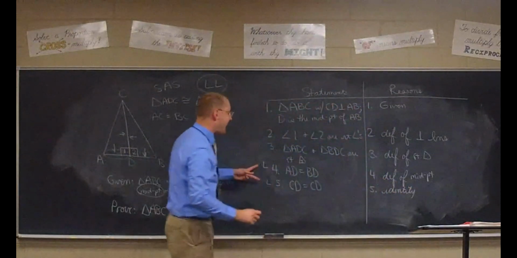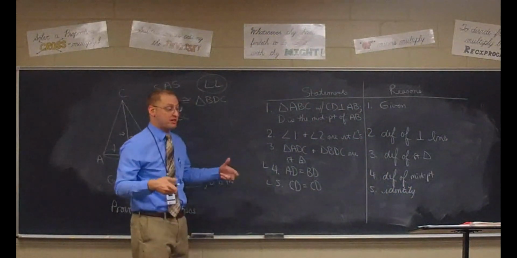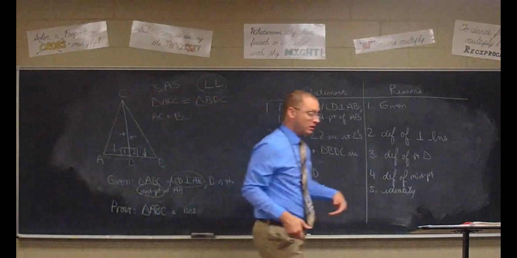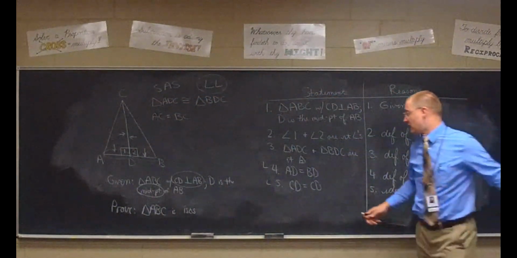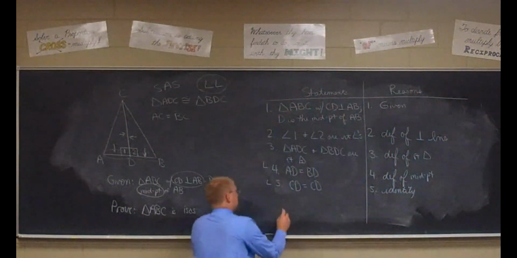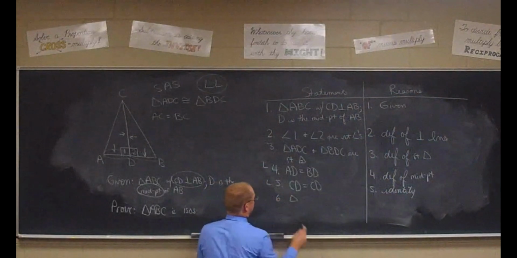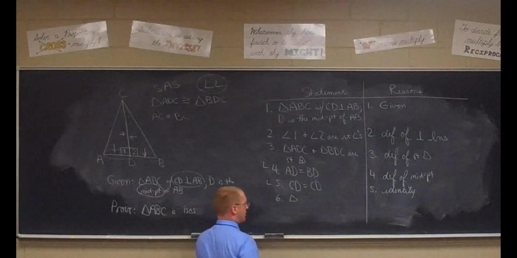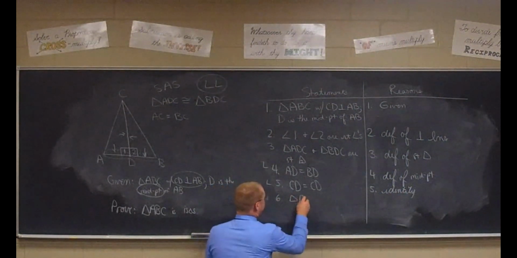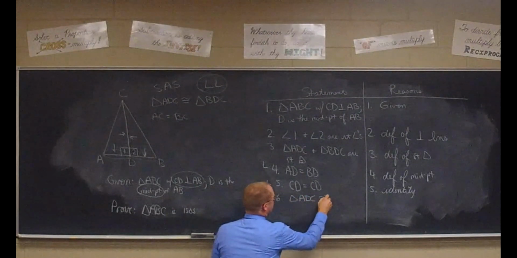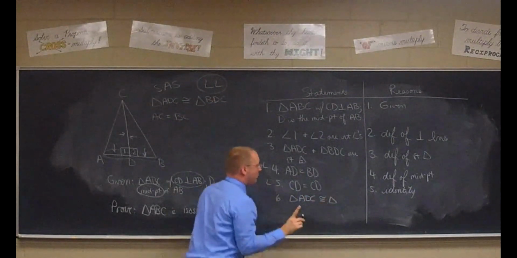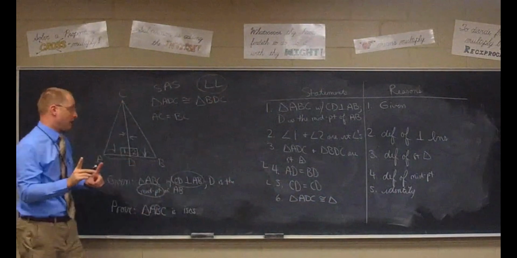So now I have leg-leg, which means my triangles have to be congruent. Number 6, how do we want to name our first triangle? Ethan? ADC. Triangle ABC is congruent to triangle... Now here's where we have to be careful. We have to make sure corresponding pieces line up.